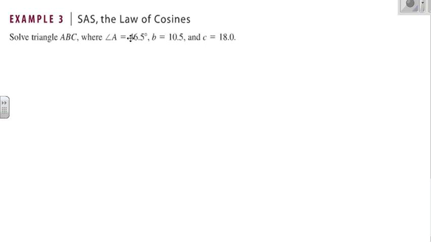Solve the triangle. We have an angle and the two sides that are not related. Since we have angle A, it's going to be cosine of A, so A squared equals B squared plus C squared minus 2BC cosine A. So we're solving for A.